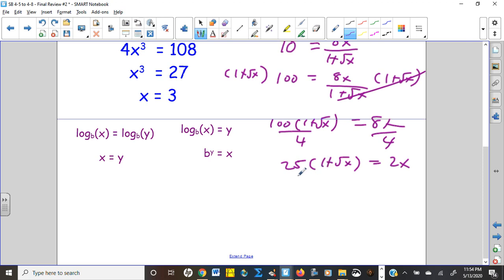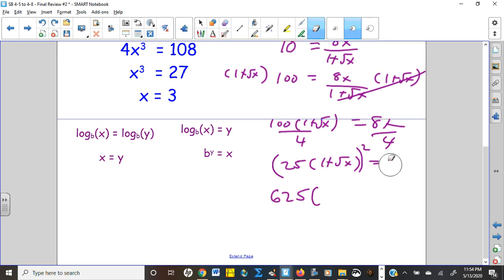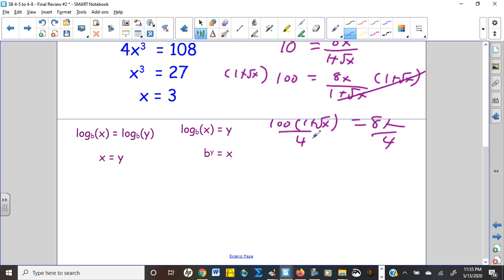I guess we could square both sides. 25 is not going to like being squared very much, but if we did square both sides, we would get 625 times 1 plus square root of x squared. Probably better off getting that square root by itself before you do your squaring. That's probably more what you want to do. So let's go back to the step and move things around.